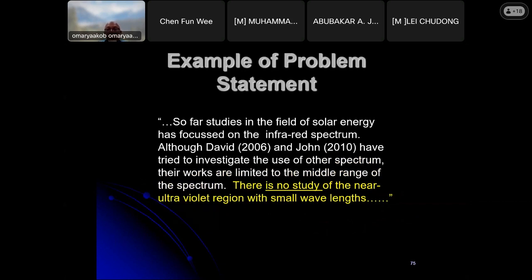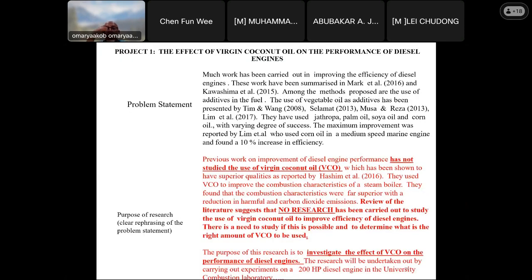So far, studies in the field of solar energy have focused on the infrared spectrum. Although they have tried to investigate the use of other spectra, their works are limited to that range. There is no study near the ultraviolet region with small wavelength. So there is no study. And then this one we have seen before.